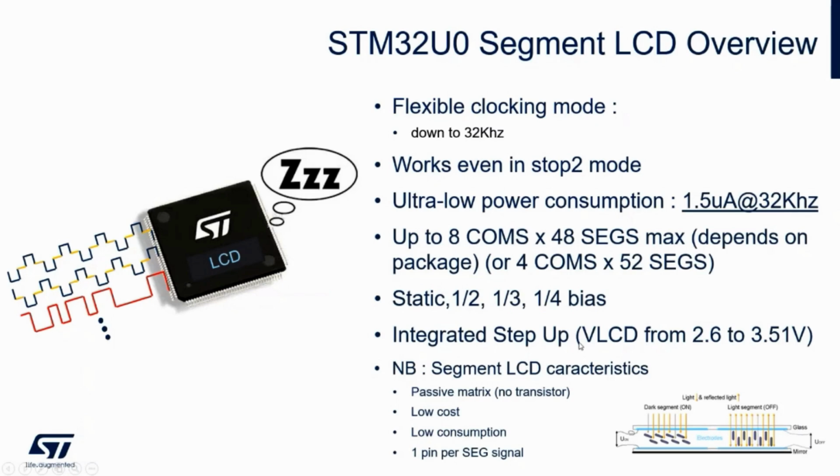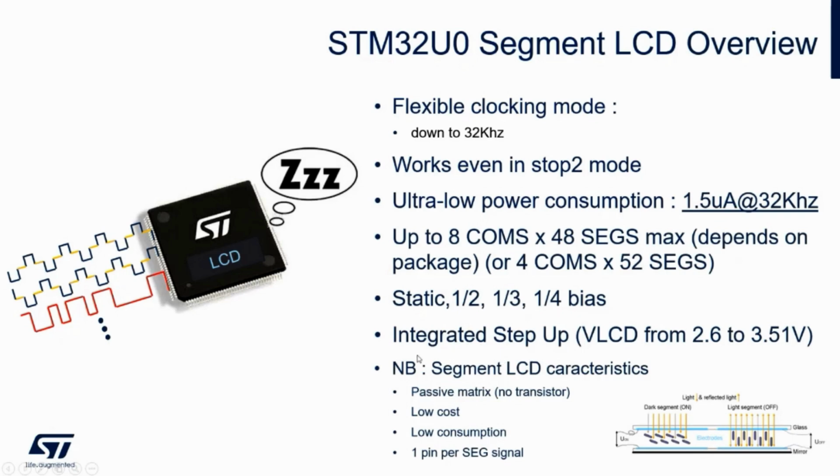And you have, in fact, 1/2 bias. So you have a ground, VCC and half VCC that is visible on the line. But I let you double check in the reference manual all the nice drawings that we have on this topic.